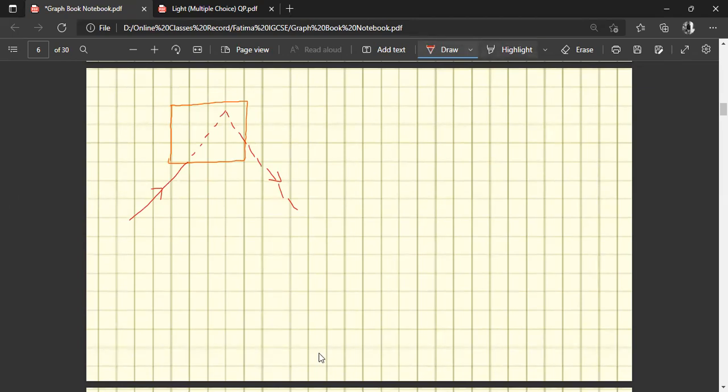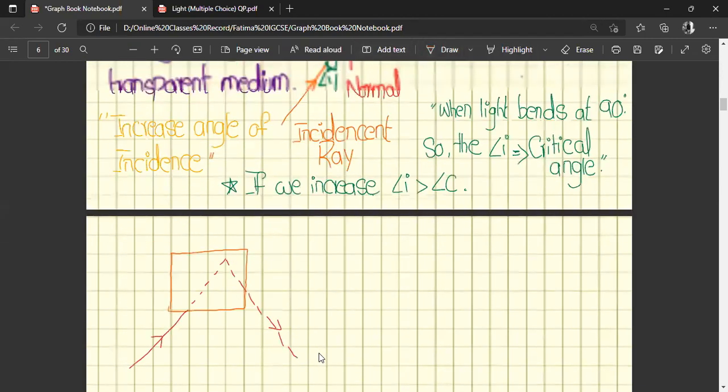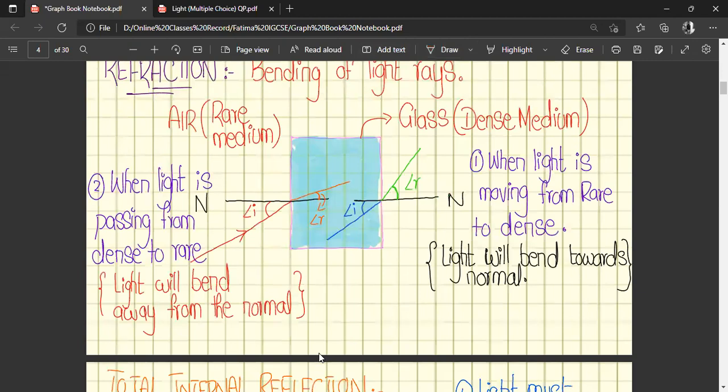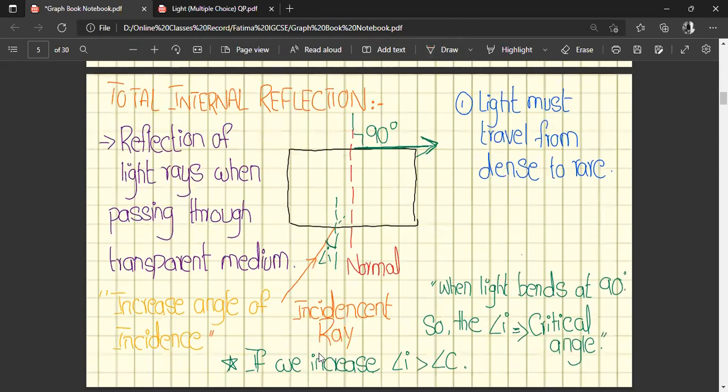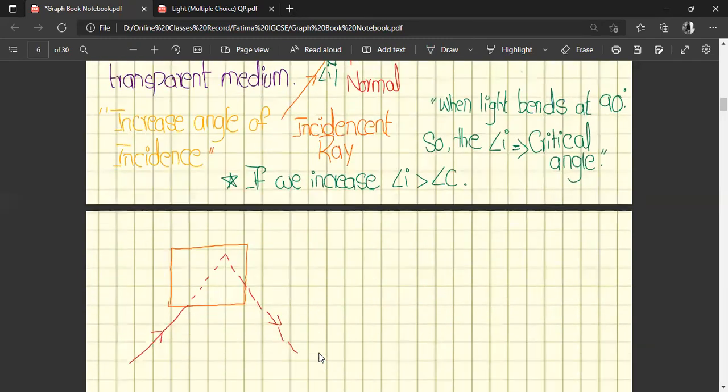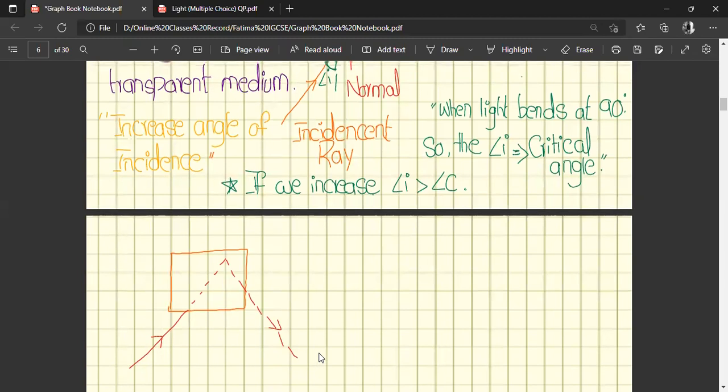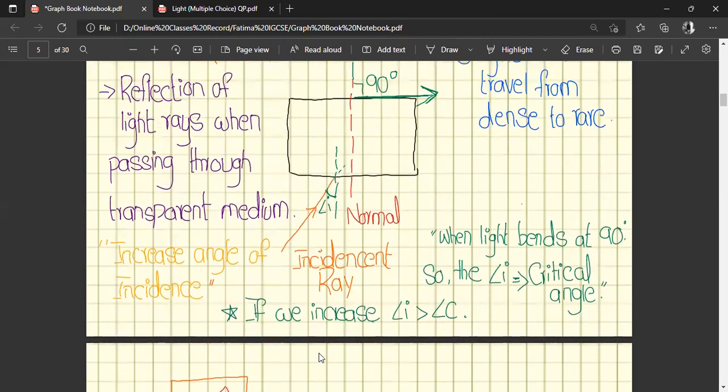No. Okay, so there are basically three situations here. If we keep the incidence angle normal, light will bend away from the normal, right? And if we increase the angle of incidence, at a certain point light will refract or bend like this, so that the normal and the refracted ray are at 90 degrees, both perpendicular to each other. And if we further try to increase the angle of incidence greater than the critical angle, light will completely reflect from that surface rather than bending through that surface, right?